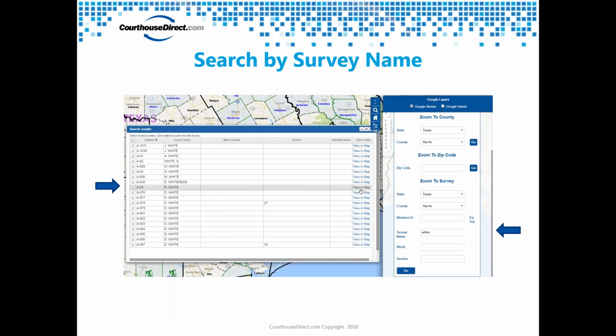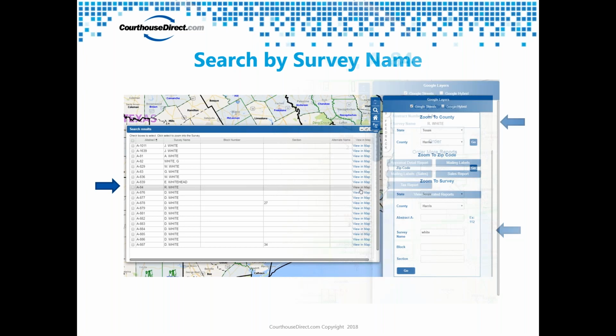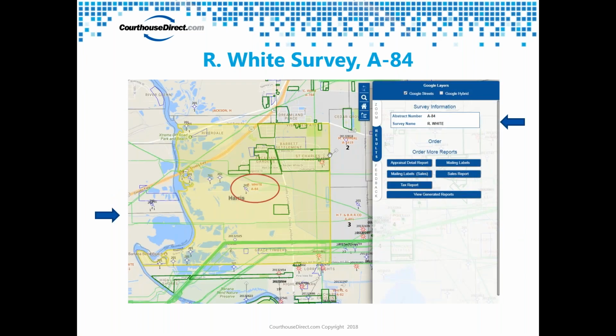If I wanted to search, let's say, by the survey name in Harris County, and I just put in the name White, then it's looking for anything that has the name White in the survey name. You see Whitehead, and D. White. Then you'll see the abstract numbers next to them. If I click on the View in Map button, it'll drop me down to that area. Again, it highlights that particular survey. You can see the abstract number.